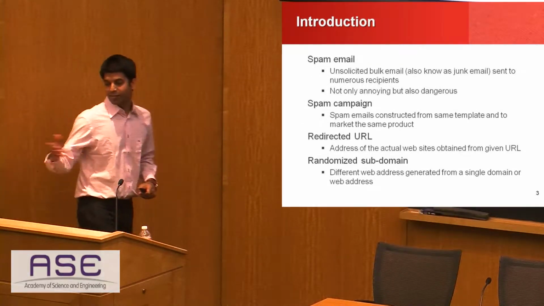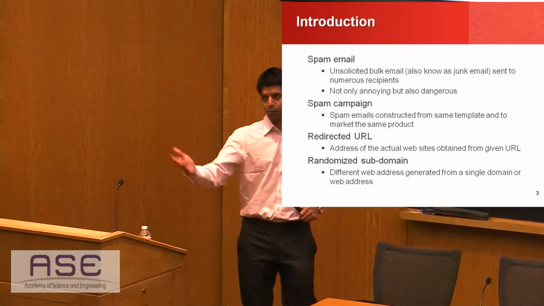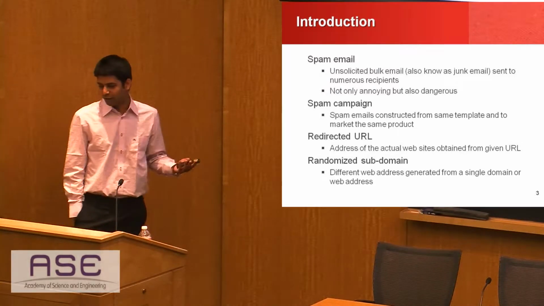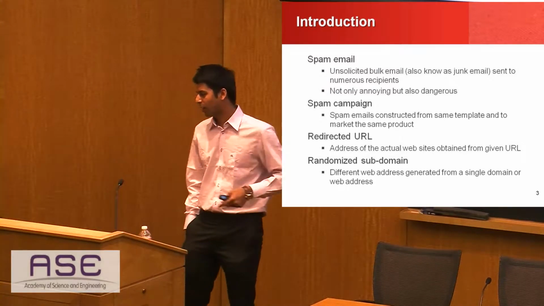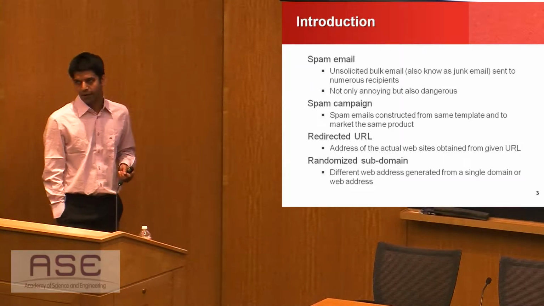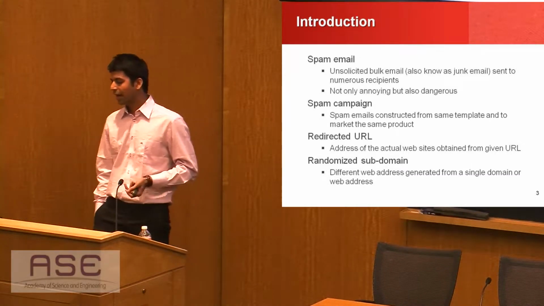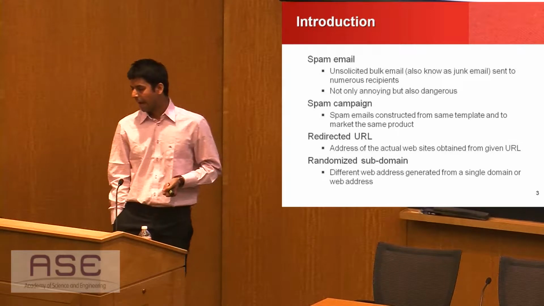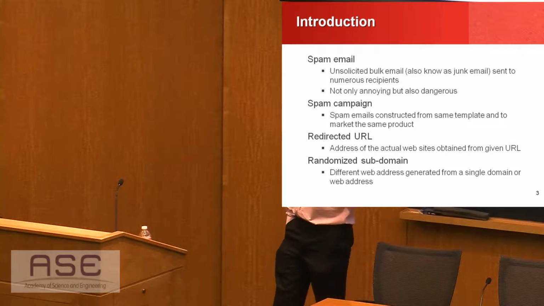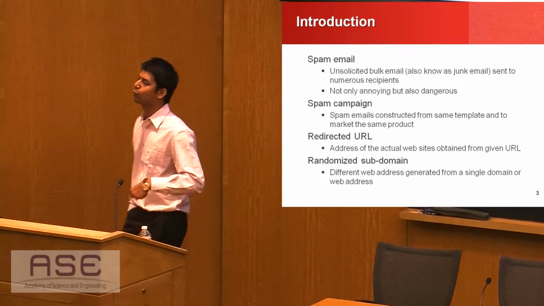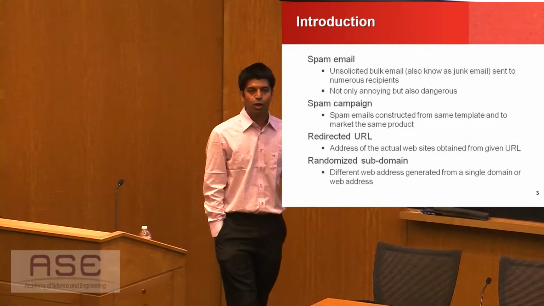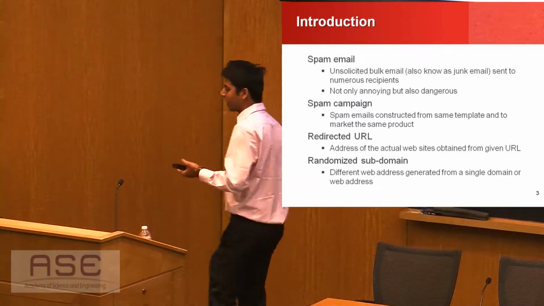First, I will be using these terms a lot throughout my presentation, so I want to give you the idea. I think everyone knows what spam email is, but I want to clarify it once more. It is unsolicited email, which we also call junk email, and it is not only annoying to us but also dangerous. The next term is spam campaign. This is a campaign that sends spam email to promote the same product, and they use the same template to send the spam email. And then redirected URL, which is actually the main key of our research. So what is a redirected URL?